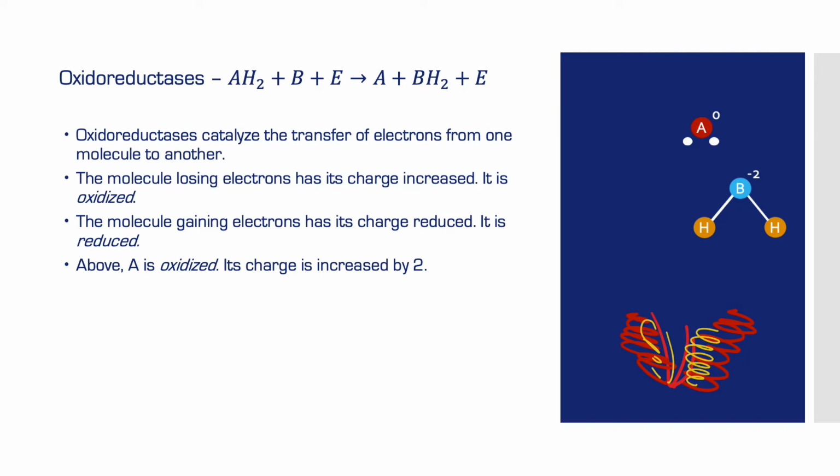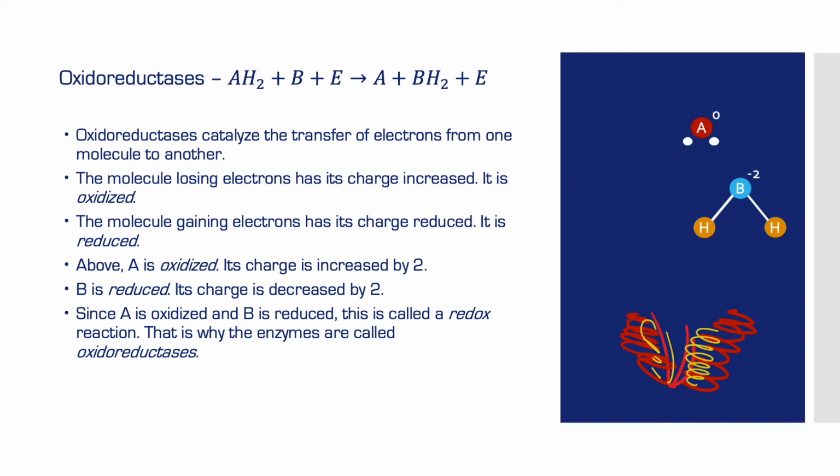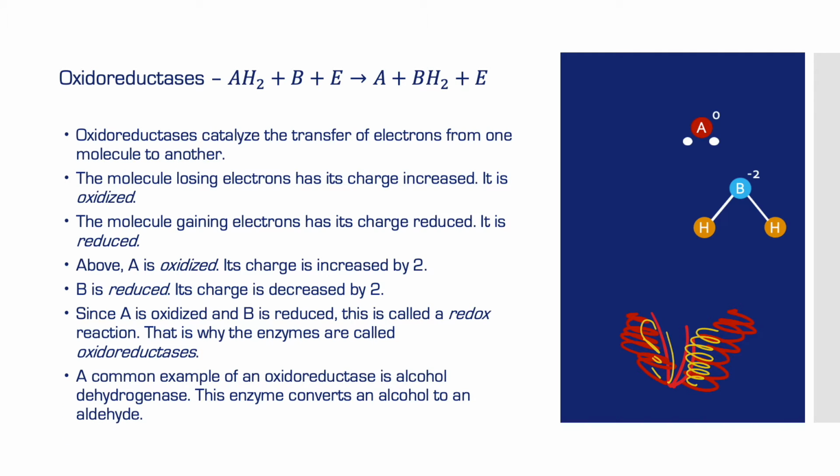Above, A is oxidized. Its charge is increased by 2. B is reduced. Its charge is decreased by 2. Since A is oxidized and B is reduced, this is called a redox reaction. That is why the enzymes are called oxidoreductases. A common example of an oxidoreductase is alcohol dehydrogenase. The enzyme converts an alcohol to an aldehyde.